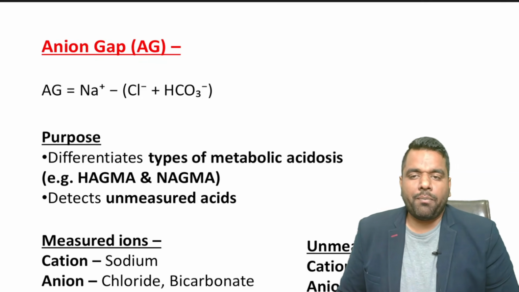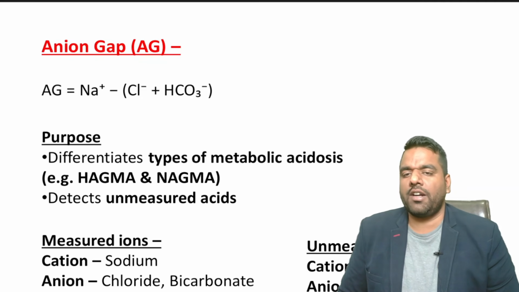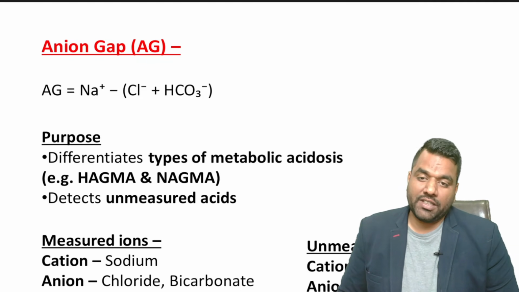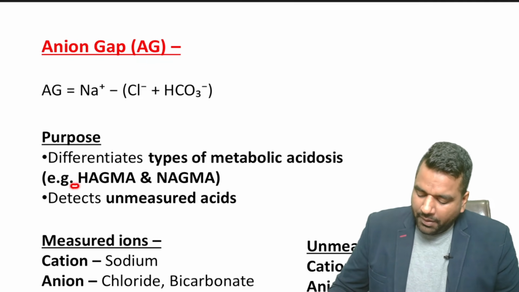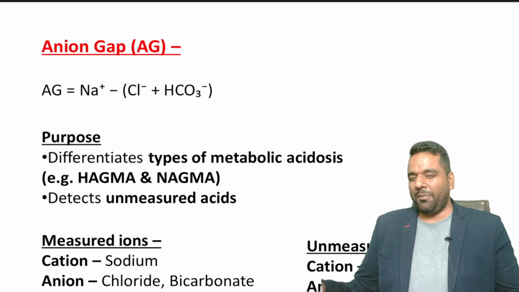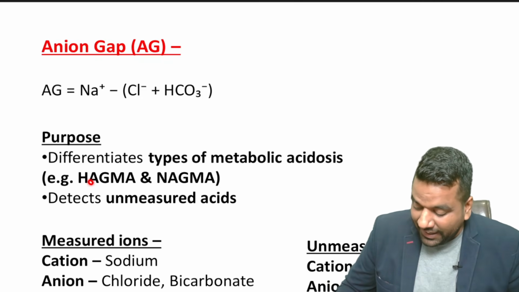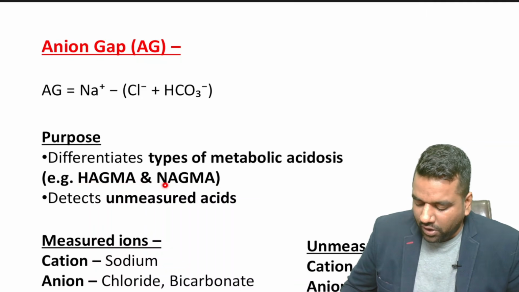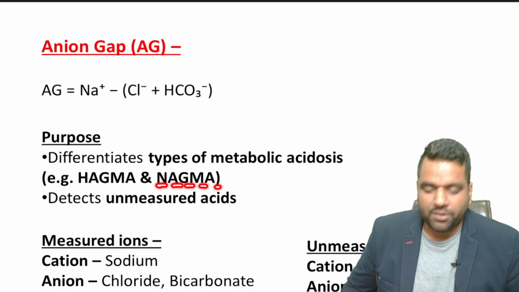Guys, the purpose of understanding the anion gap is that it differentiates the types of metabolic acidosis, which are two types we call HAGMA and NAGMA. Guys, two sisters are there, HAGMA and NAGMA. So what is HAGMA? HAGMA is high anion gap metabolic acidosis and NAGMA is normal anion gap metabolic acidosis.